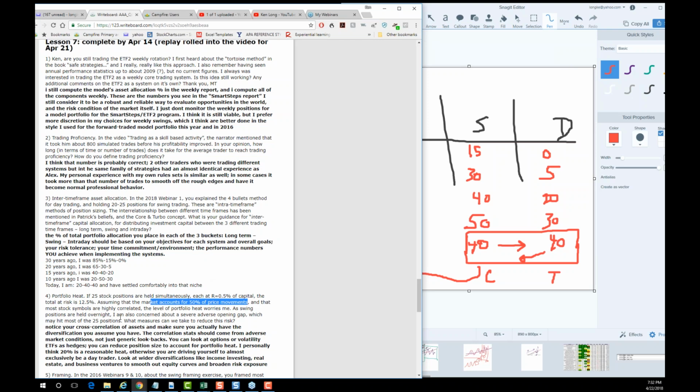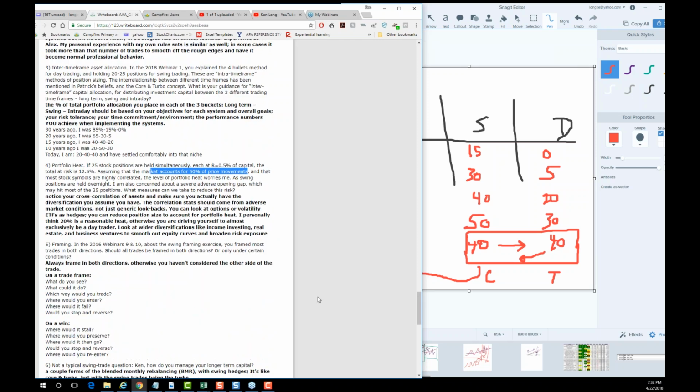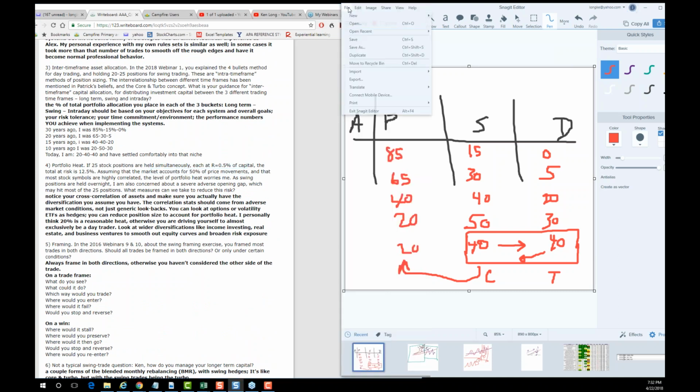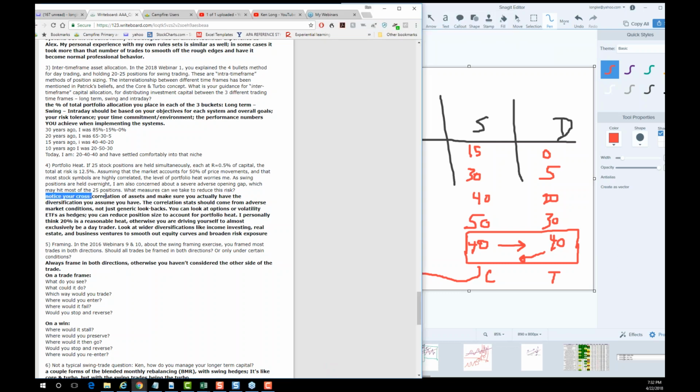As swing positions are held overnight, I'm also concerned about a severe adverse opening gap, which may hit all 25. What measures can we take to reduce that risk? Well, a couple things. Notice the cross correlation of assets and make sure you actually have the diversification you assume you have.